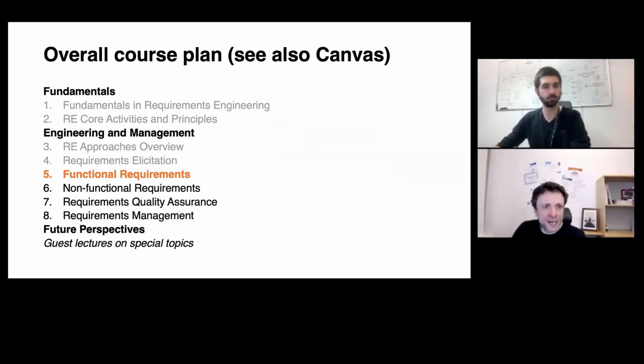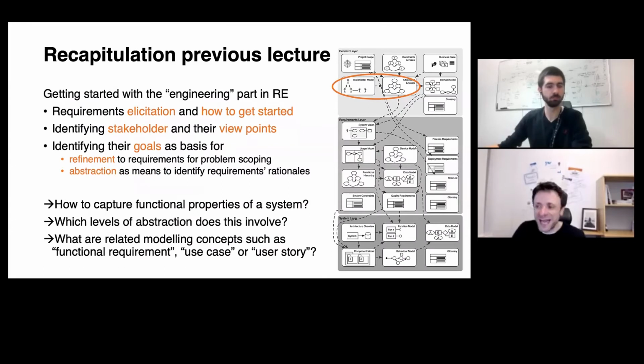So before we start, as always, let's briefly recapitulate what we did in the last lecture. In the last lecture, we discussed generally the perspective we take when getting started in a project. We covered briefly the general idea of requirements elicitation, and more importantly, how to get started when using an artifact-centric approach as the one reflected by AMDIRE, which we are using in this course.